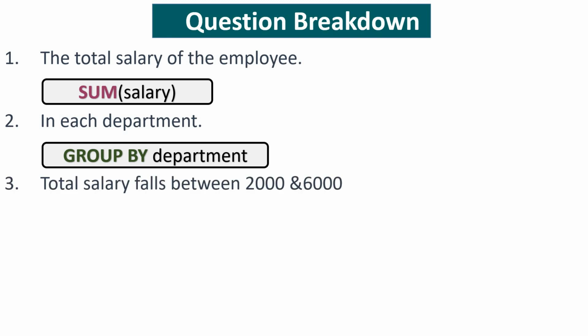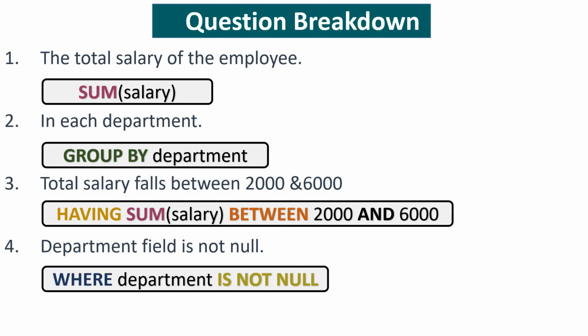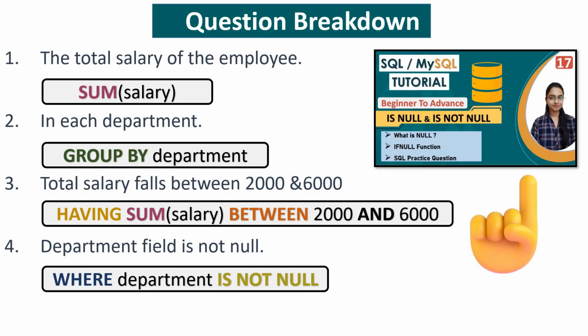And in our question we have a condition that the total salary should be between 2,000 and 6,000. So here we will use our having clause. So we will write having sum of salary between 2,000 and 6,000. And guys, in our question we have one more condition that the department field should not be null. So we will write where department is not null. And if you want to know more about the is not null operator, then you can check out our video, and the video link is in the description box.